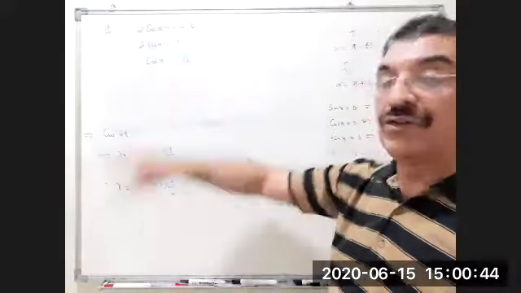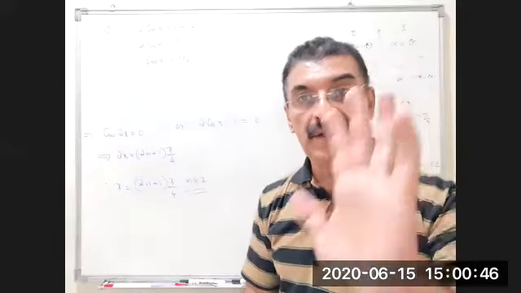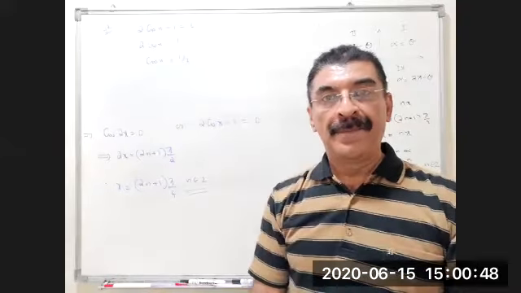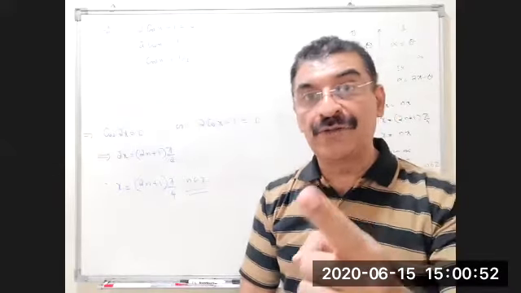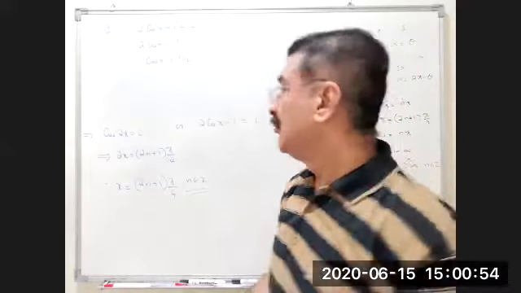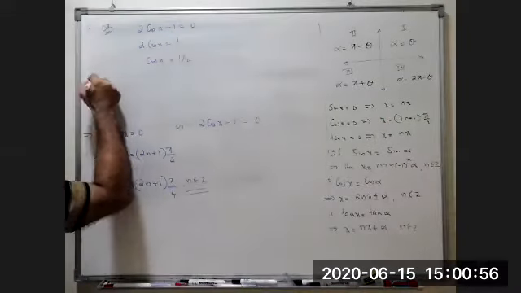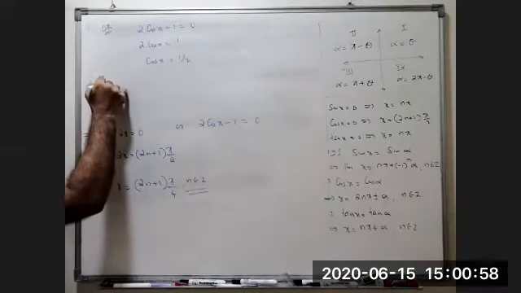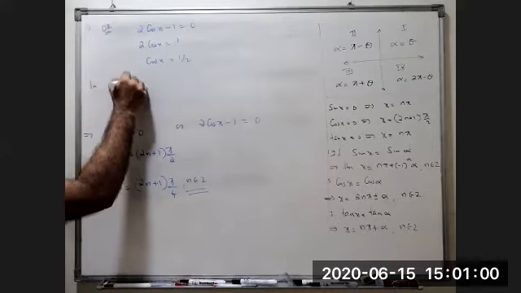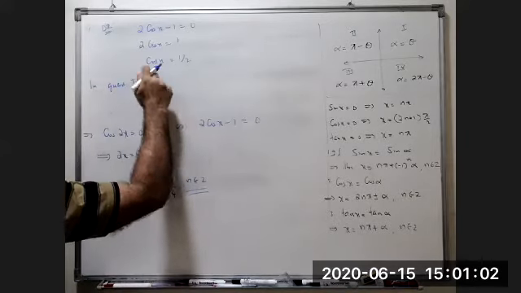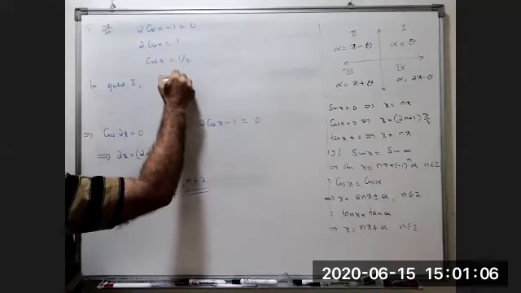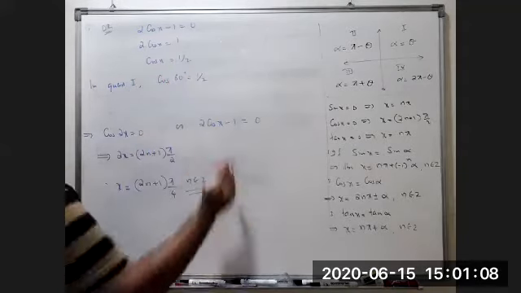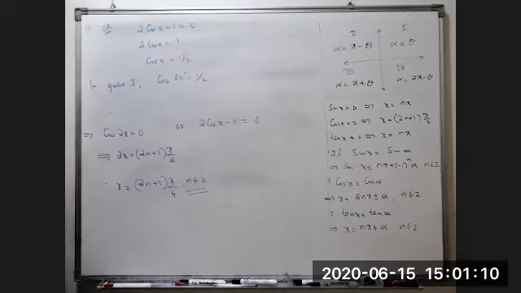If cos x is 1 by 2, first we find theta in quadrant 1. Then we will find the principal solution. Taking the first principal solution, we find the general solution. So in quadrant 1, cos of which angle is 1 by 2? Cos 60 is 1 by 2. Always, this will be a standard value.